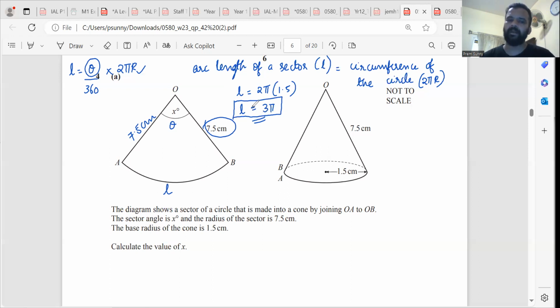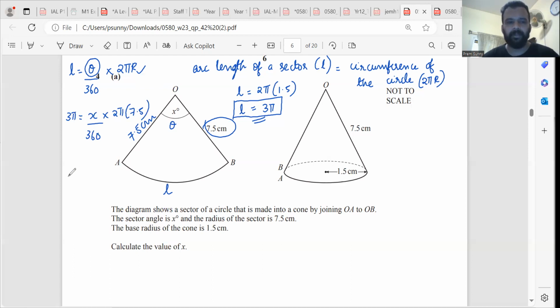Take this arc length, substitute in this formula here to get the unknown sector angle. So L is equal to 3 pi. Theta is x divided by 360 into 2 pi into radius. Radius is the radius of the sector. Don't get confused with the radius of the circle and radius of the sector. So in this formula, this is about sector. So R is the radius of the sector, which is given as 7.5.